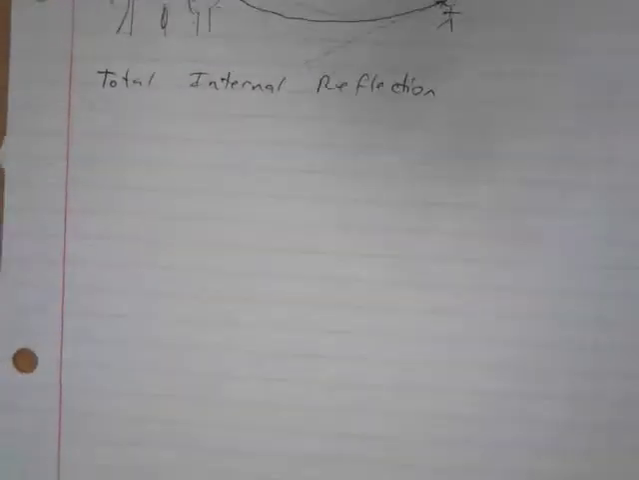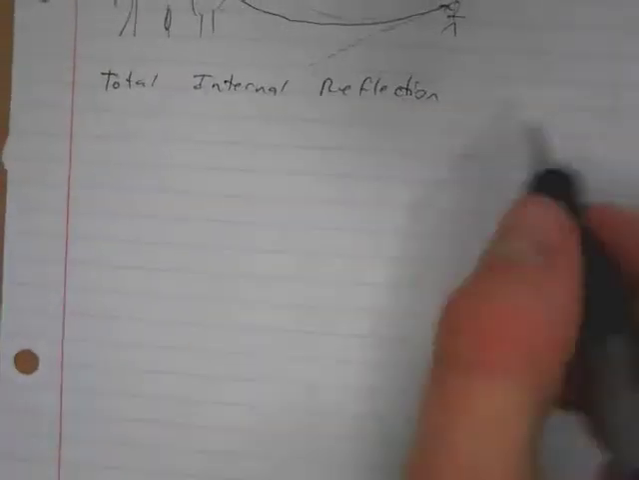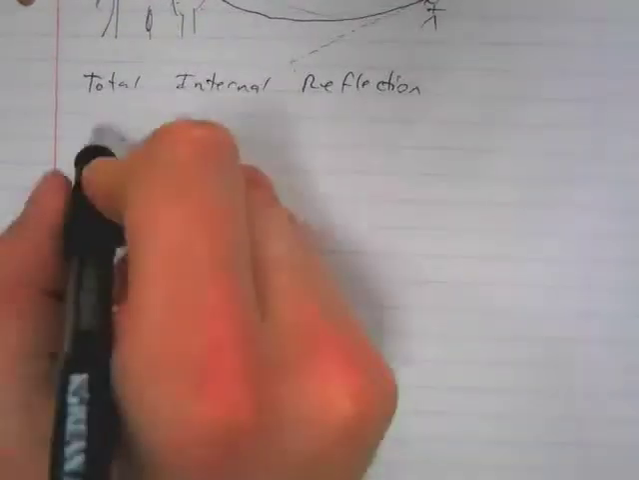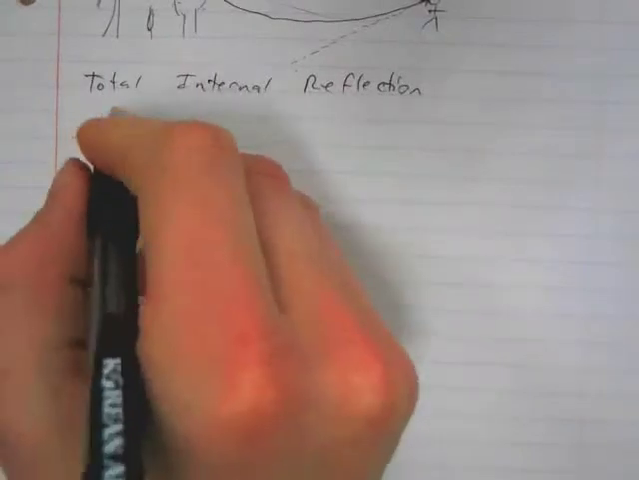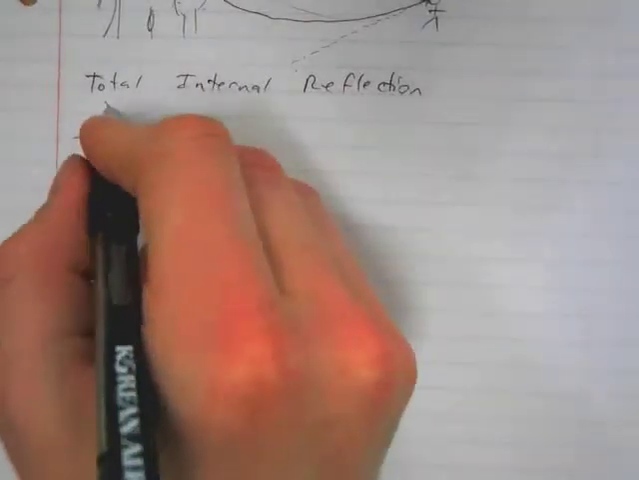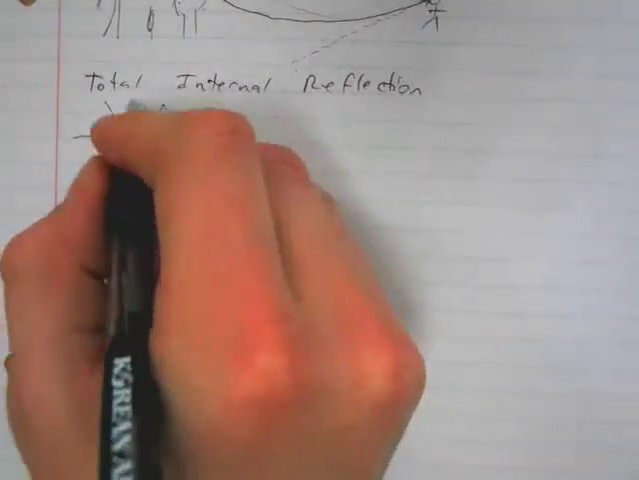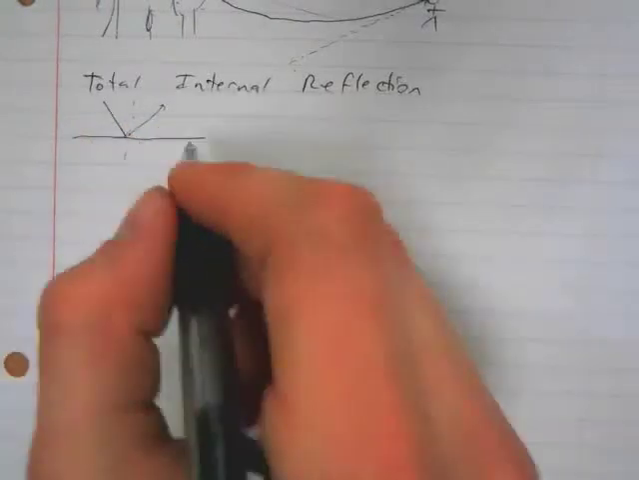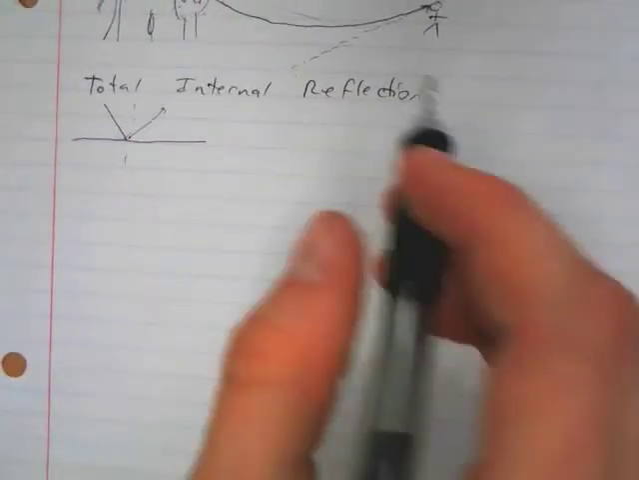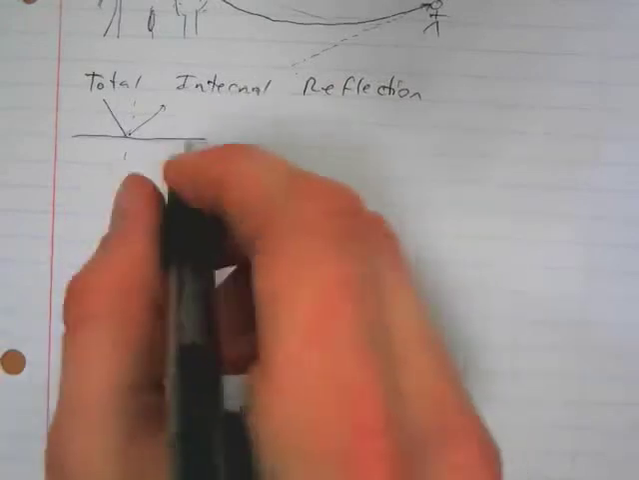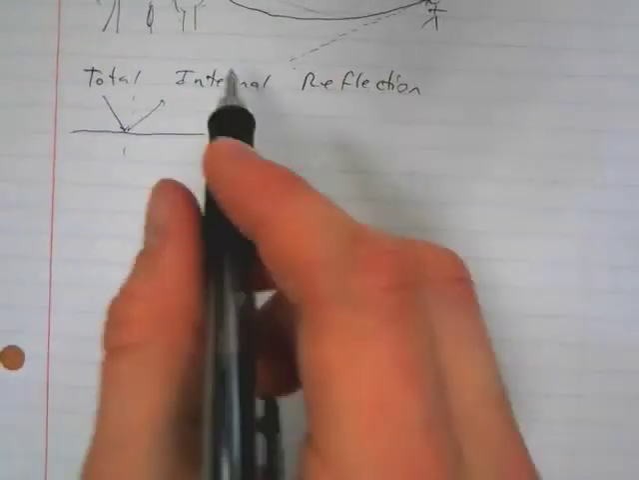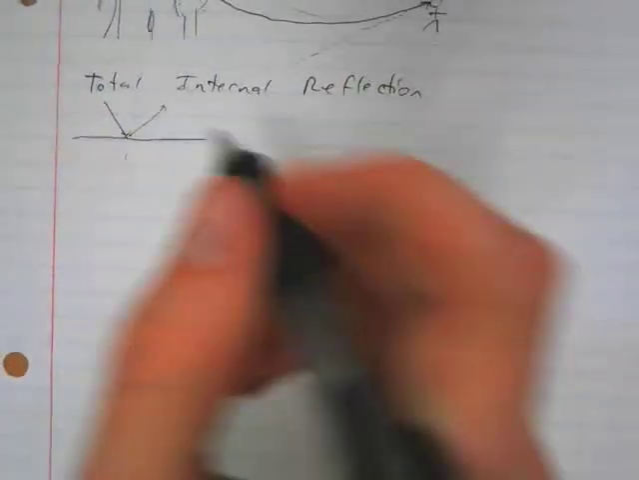Now, I didn't mention it before, but anytime a light ray hits a boundary between two objects, there is refraction and there's also some reflection. Okay, depending on the materials in question, there may be more or less light that's reflected, and more that's refracted.